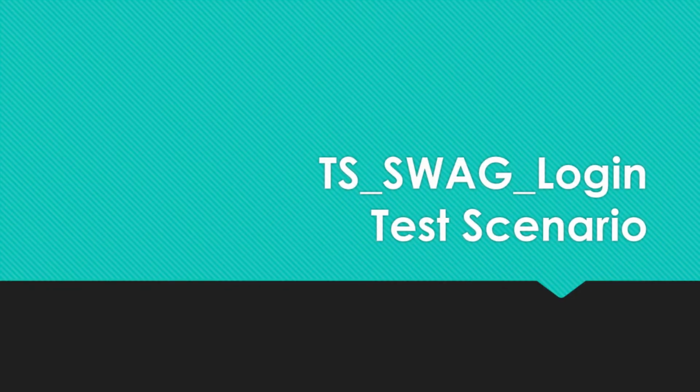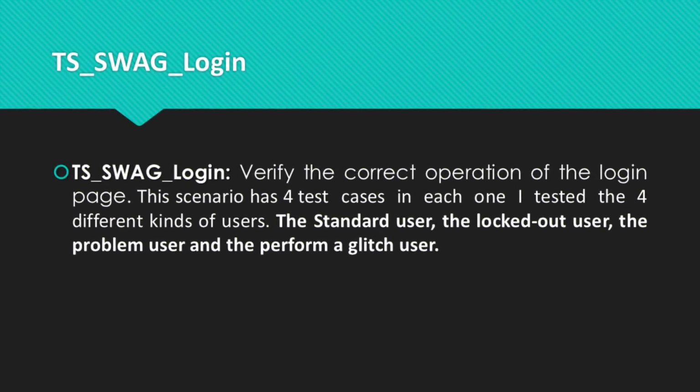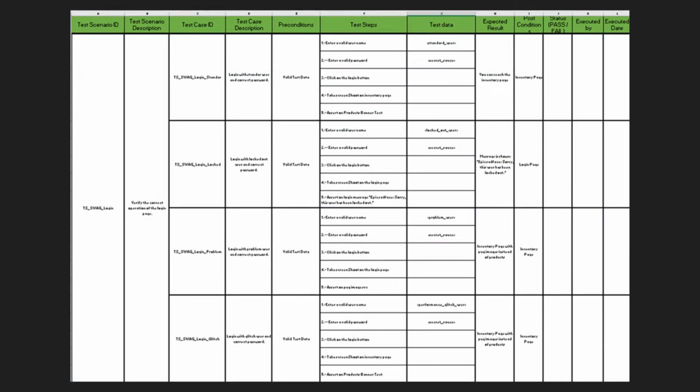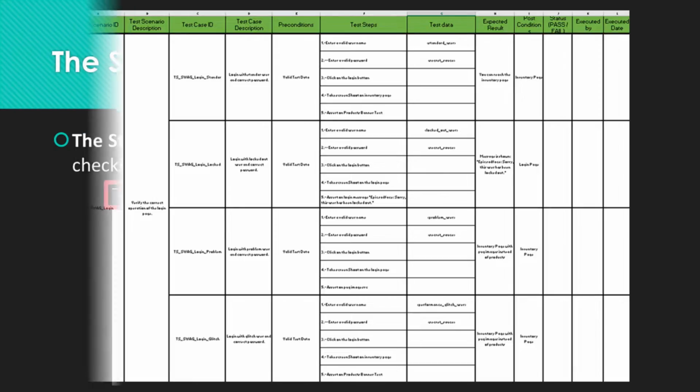TS Swag Login. This scenario verifies the correct operation of the login page. It has 4 test cases. In each one, I tested the 4 different kinds of users: the standard user, the locked out user, the problem user, and the performance glitch user. Essentially, all the 4 test cases are the same, but are different in the assertion criteria.